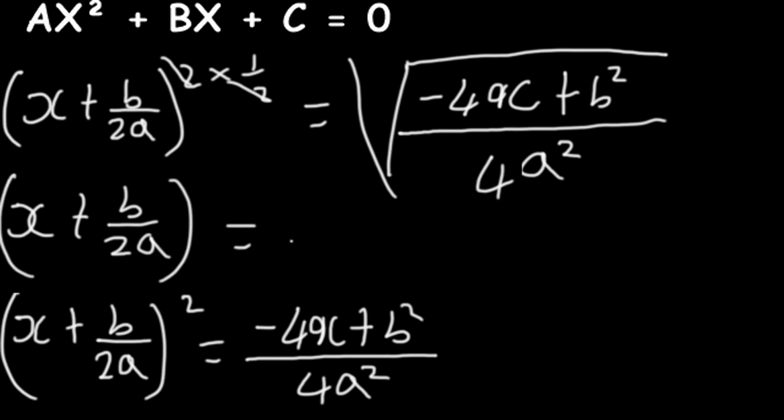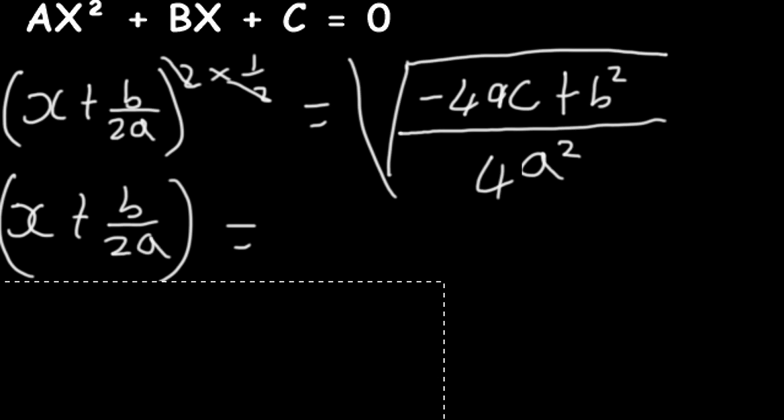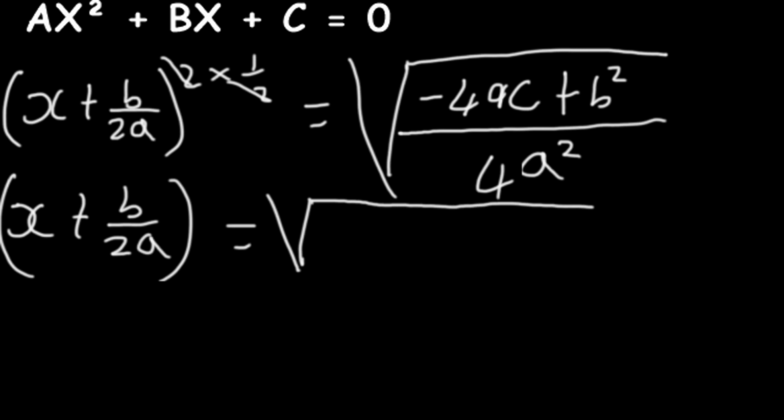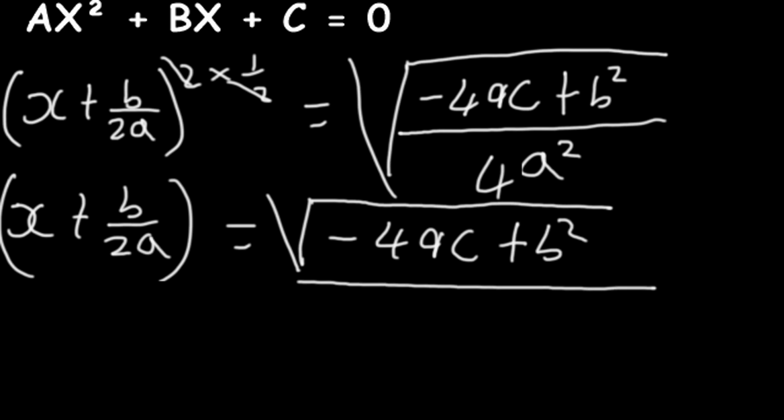And for the right hand side, 4a squared is a perfect square. So the root will cancel 4a squared. I'm left with minus 4ac plus b squared. This means we are going to have the square root of minus 4ac plus b squared, then divided by the square root of 4a squared, because the square root of 4 is 2 and the square root of a squared is a. So we are going to be left with 2a.